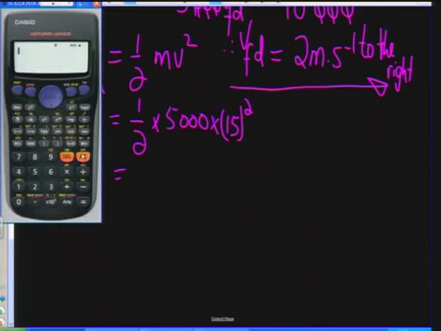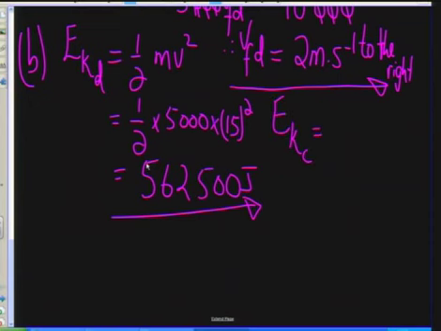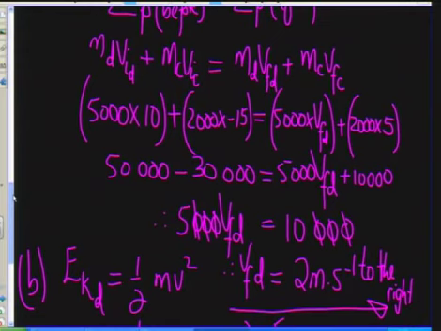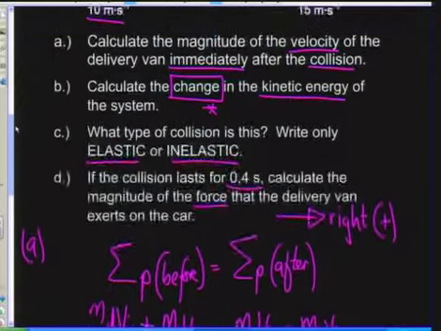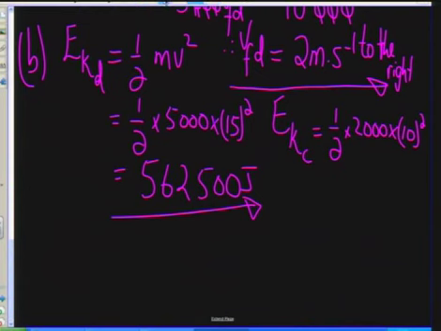Let's just work it out using a calculator quickly. So we've got 15 times 15 times 5,000, divided by 2. I've got 562,500 joules. Then EK for the car, again half mv squared, so it will be half times 2,000 times it's moving at 10. It was 10 meters per second. Let me be sure about that. No, in fact, the van is the one that is 10 meters per second. So I made a mistake here.